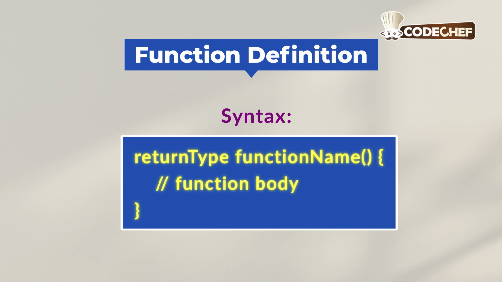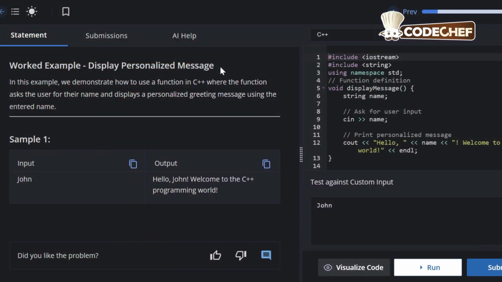Now let us have an example of how to use functions in C++ on the CodeChef platform. The program objective is to display a personalized message. In the sample, as we can see in input, we have to type John, and the expected output is we should get Hello, John! Welcome to the C++ programming world. In the output, we should get this message printed. Let us go to the code.